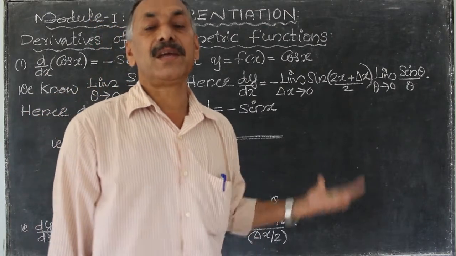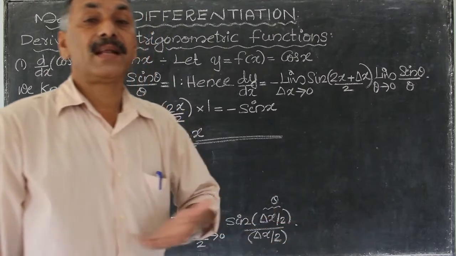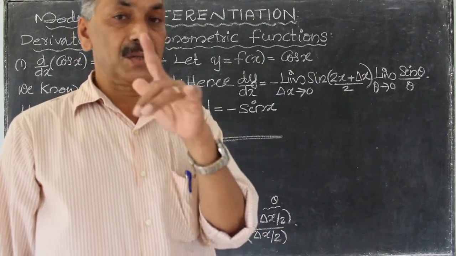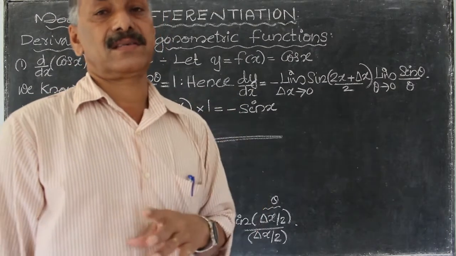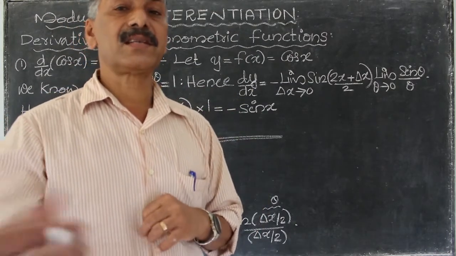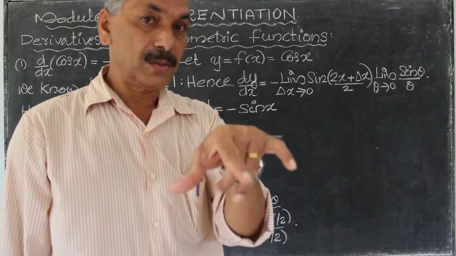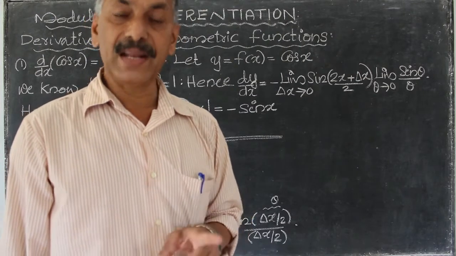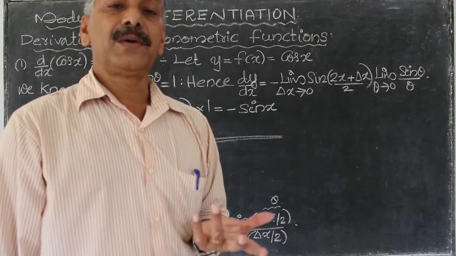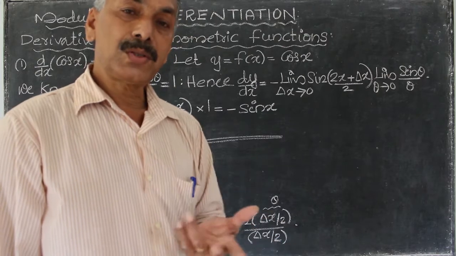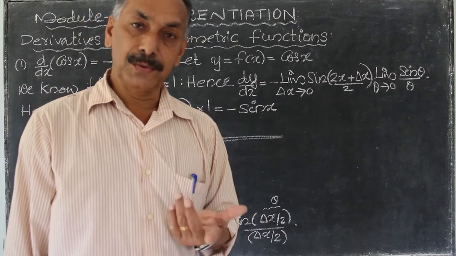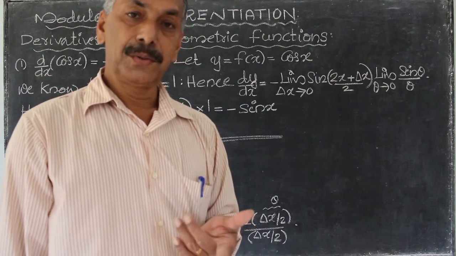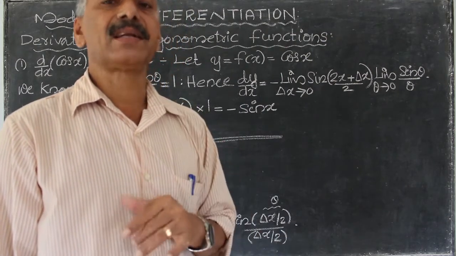Now dy by dx, delta y by delta x. Then delta y by delta x is equal to 2 cos of (2x plus delta x) by 2 into sin of (delta x by 2), all divided by delta x, as delta x tends to 0. So delta x by 2. Sin of (C minus D) by 2 is sin of delta x divided by 2, divided by delta x. Applying the limit, 2 cos of (2x plus delta x) by 2 into sin of (delta x by 2) divided by delta x.